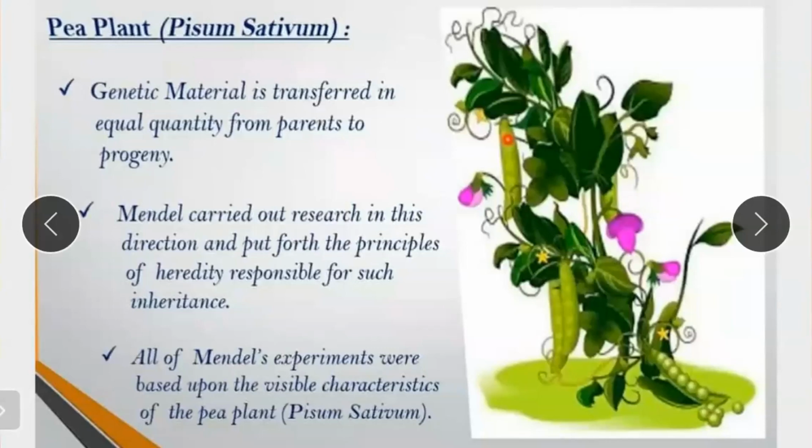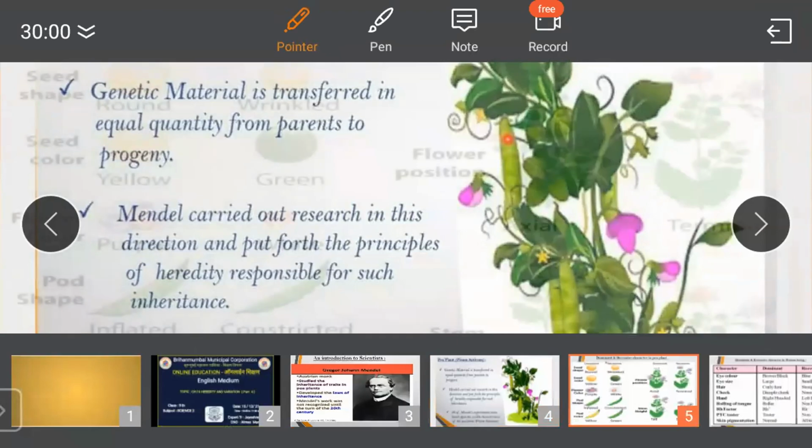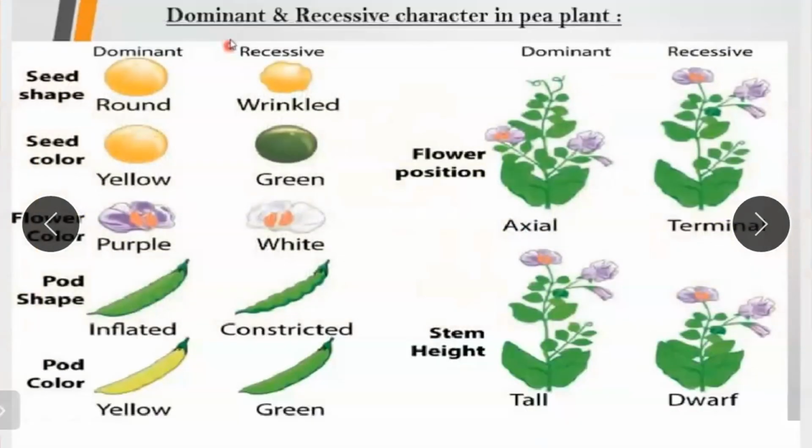In the previous lecture, we have seen what inheritance is. Inheritance is the tendency to transmit variations from one generation to the next. It means the characters which are transferred from our parents to us. So he studied all these cases in the pea plant. All of Mendel's experiments were based upon the visible characteristics of the pea plant, Pisum sativum. Now you can understand which is a pea plant. See in this slide.